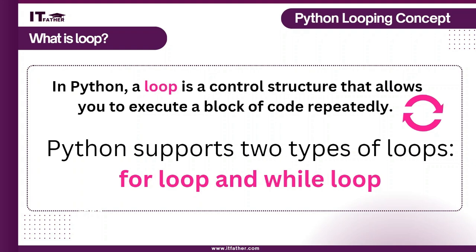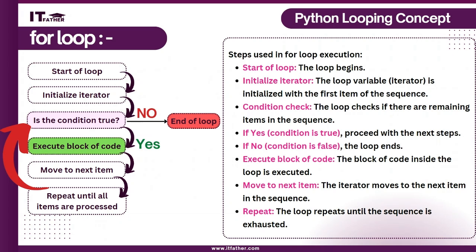So in Python also, loop is a control structure that allows you to execute a block of code repeatedly multiple times, right? Python supports two types of loop: while loop and for loop. So here we are going to understand first of all what is for loop. I hope you understood what is loop. Loop means a process, a kind of statement which will repeat the block of code multiple times, right?